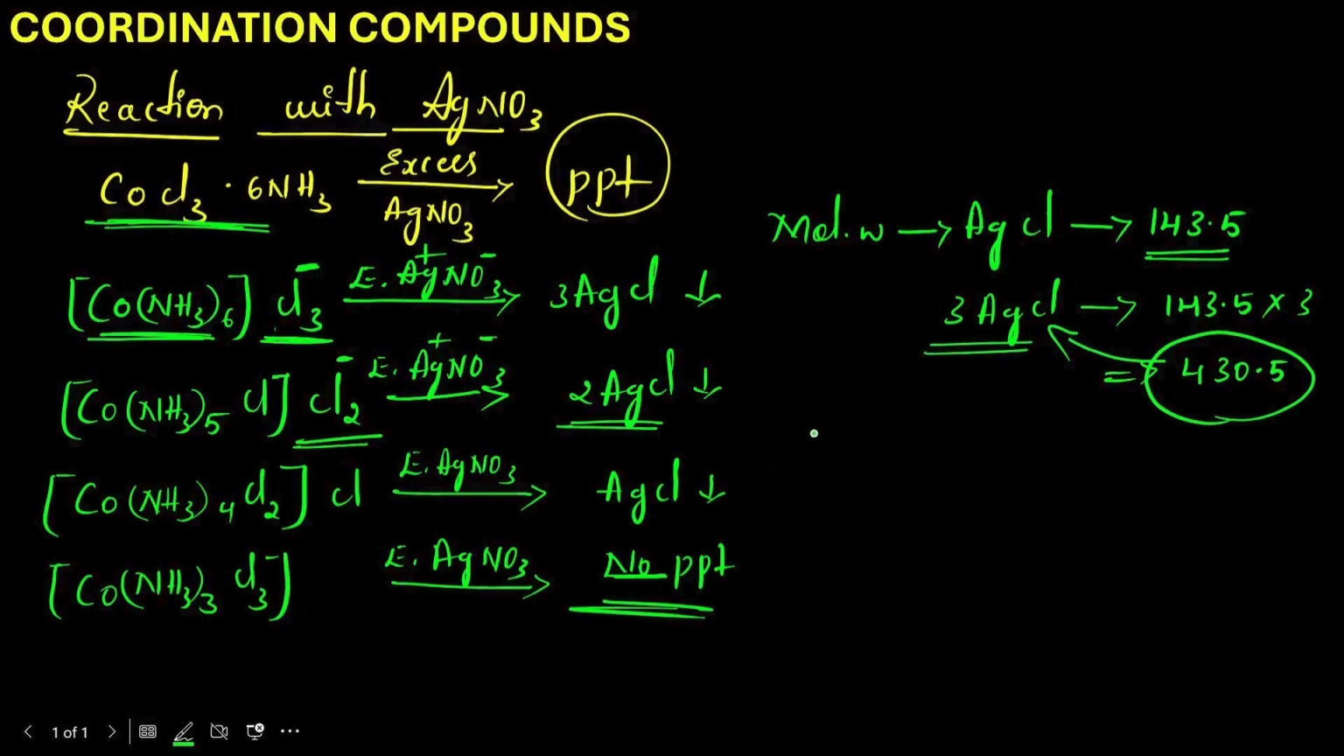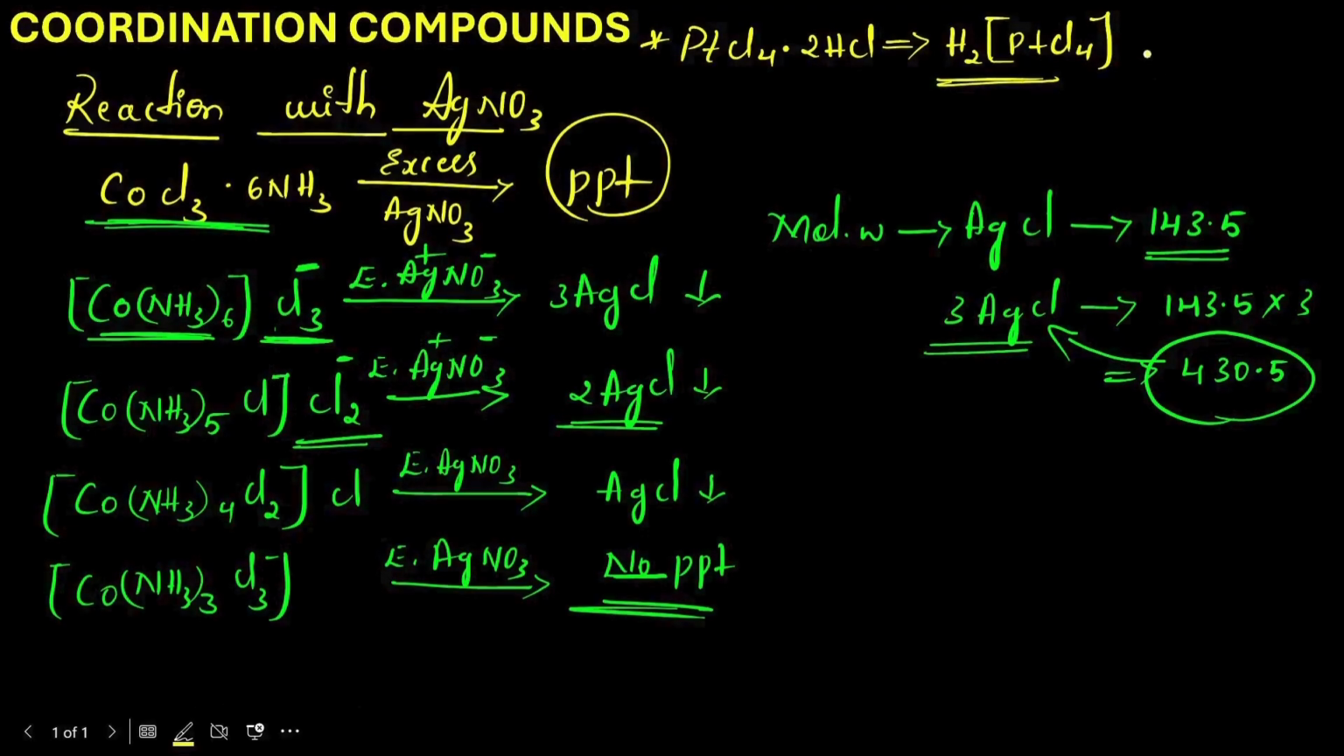So like this you may expect questions based on this, and we will take one more example and see what happens in that case. That is H2PtCl6, written as PtCl4·2HCl. Here, how do you write the coordination compound? It is H2[PtCl6]. This is the coordination compound. What happens when this is treated with excess of AgNO3? No precipitate is formed. Here there is no Cl- as counter ion.